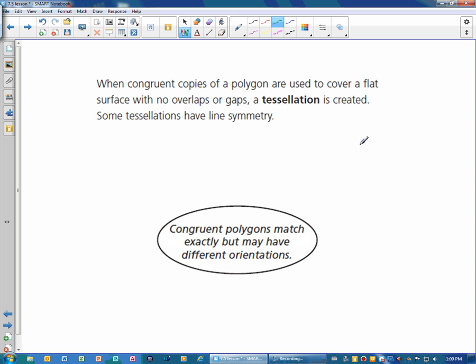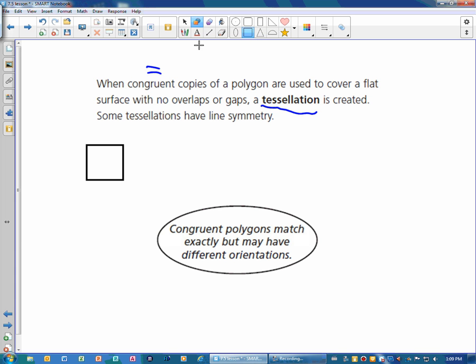Okay, so first of all, it says when congruent copies of a polygon are used to cover a flat surface with no overlaps or gaps, a tessellation is created, and some tessellations have line symmetry. Okay, so let's back up a bit. Congruent, remember, means exactly the same. So when congruent copies of a polygon are used to cover a flat surface with no overlaps or gaps, we get a tessellation. So let me show you an extremely simple tessellation.